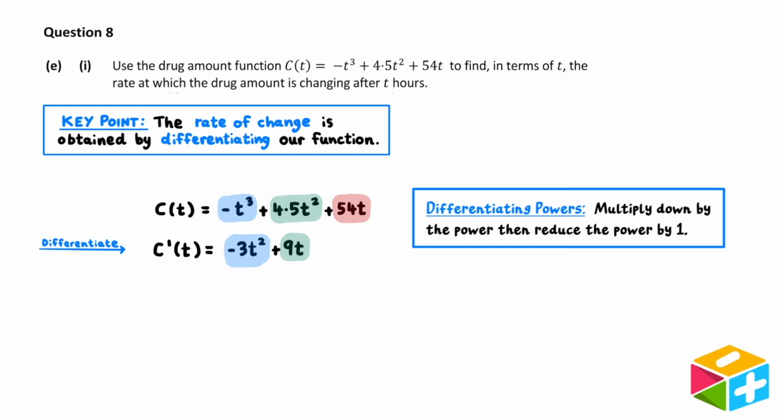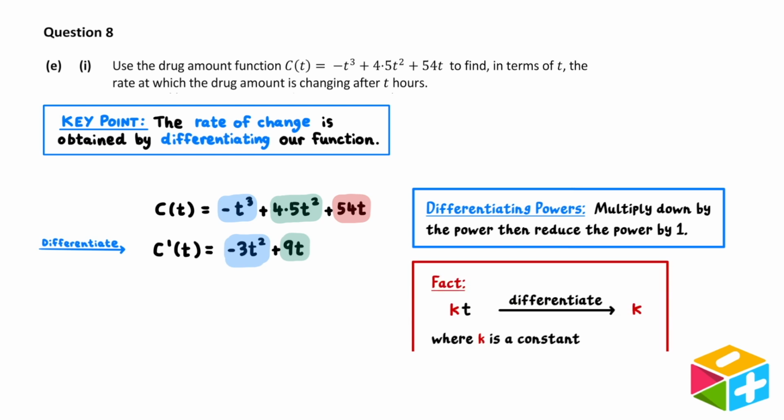Finally, let's tackle the 54t. There's a useful fact which says that for any constant k, k times t simply differentiates to k. In other words, if you have a number being multiplied by t, it just differentiates to the number. Applying that here, 54t will just differentiate to 54. So our final answer here is that the rate of change of our function, c dashed of t, is equal to minus 3t squared plus 9t plus 54.